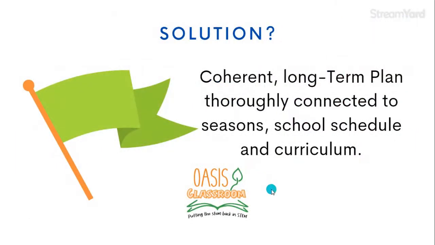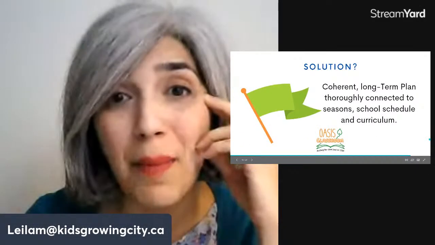Okay, so now, the solution obviously is the opposite of the problem that we were just talking about. You need a coherent long-term plan, thoroughly connected to the seasons, to your school schedule, and to your curriculum. And an Oasis Classroom is that. And now you must be thinking, oh, there we go, she wants to sell us her own program. Of course, I want to sell you my own program, but not because that's going to make me a millionaire, but because I care, because I've been doing this for decades, and I've been seeing educators making this mistake time and time again.